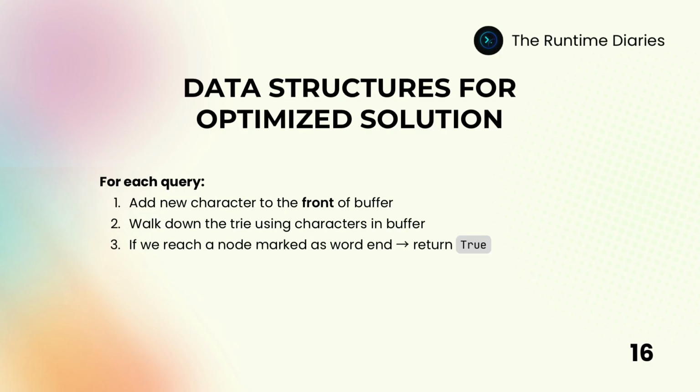One, we add the new letter to the front of the buffer because we're working in reverse. Two, if the buffer gets longer than max length, remove the oldest character from the back. Three, walk through the trie using the characters in the buffer. Four, if we hit a node marked as a complete word, return true. This is way cleaner than scanning the whole dictionary.